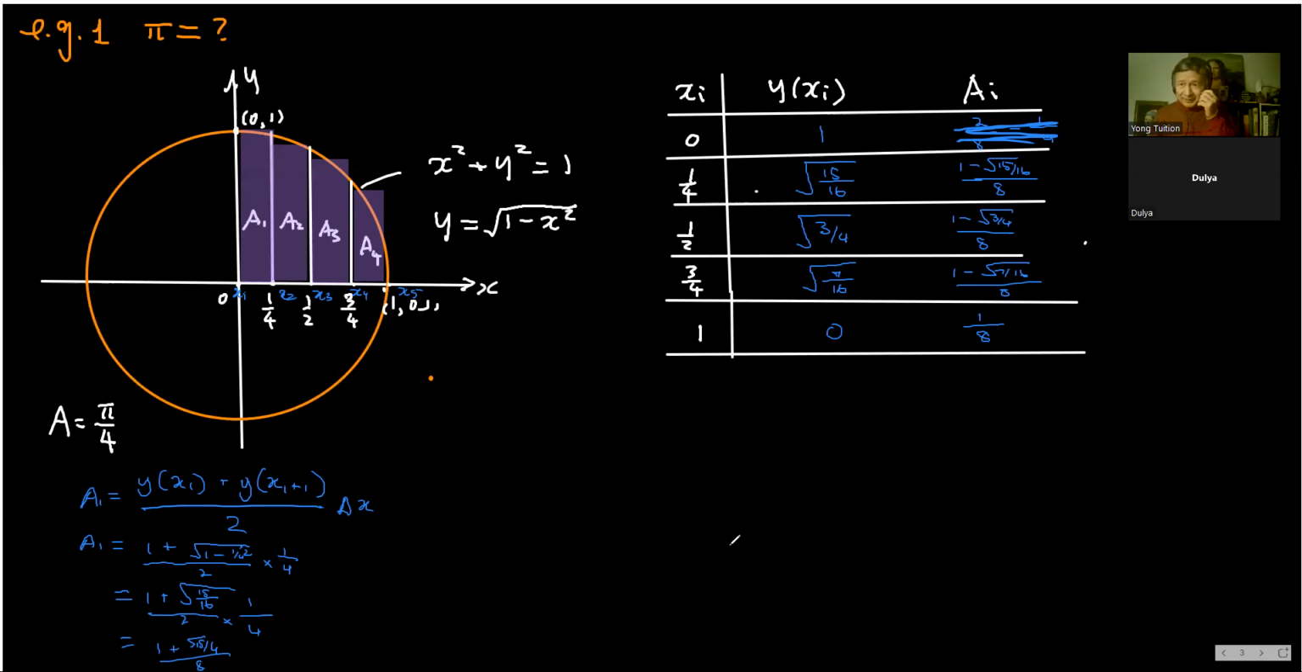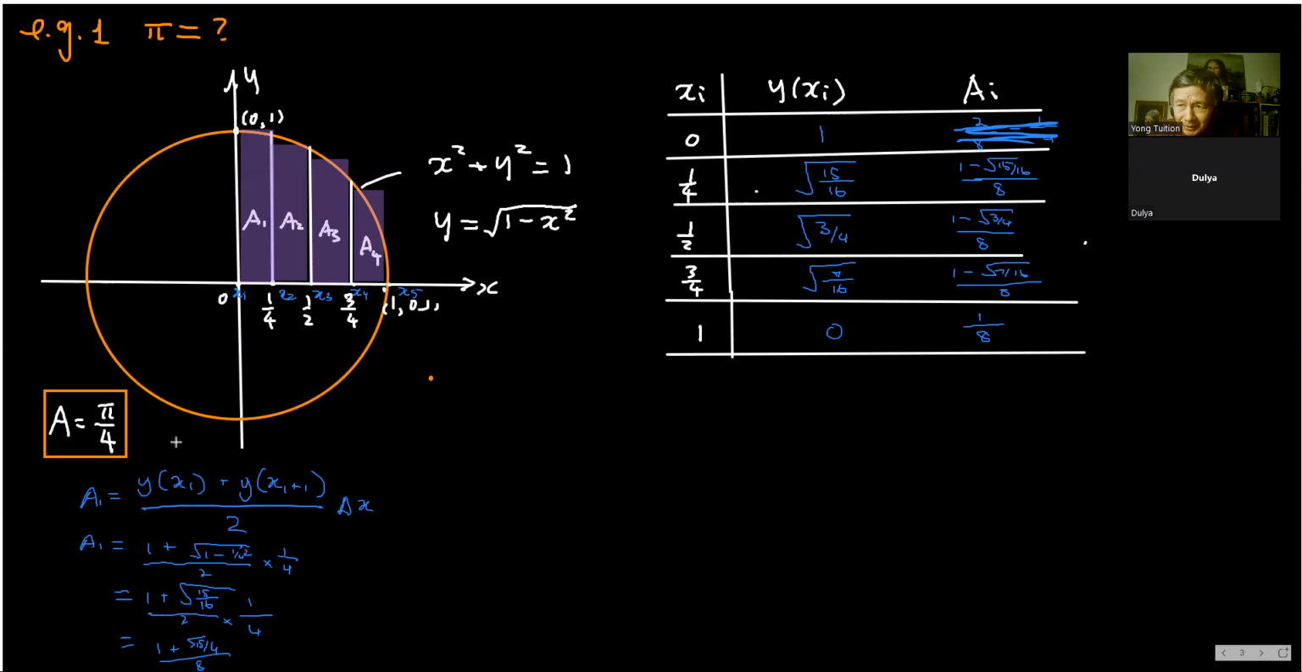Just numbers. It's equal to 0.194. Yes, that is the total area. You have to multiply by 4 in order to get pi, right? If you multiply by 4, what would be the result? 0.776. Oh, quite different.